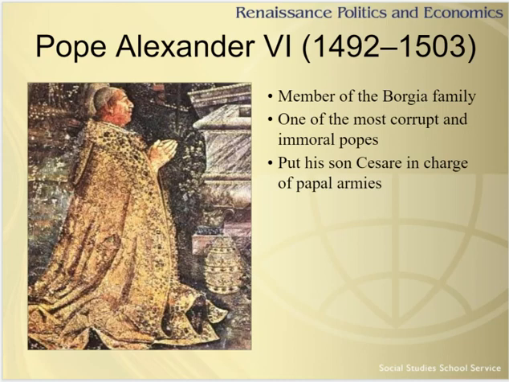He also placed his son, Cesare, in charge of the papal armies and allowed him to use the wealth and might of the papacy to try to carve out a kingdom for himself in central Italy. The Borgias are very notorious as a very corrupt, scandalous family, as you can see from Pope Alexander VI from the Borgia family.